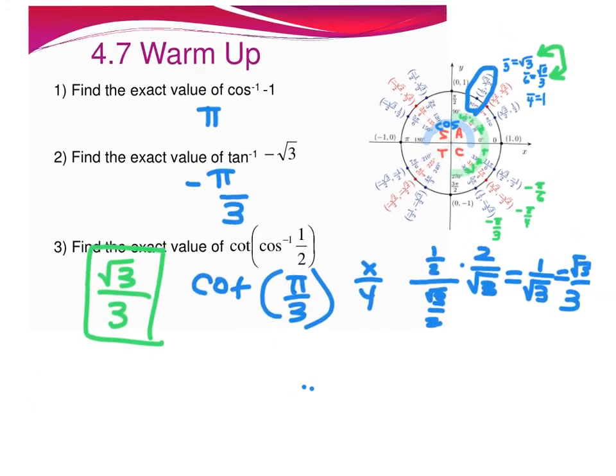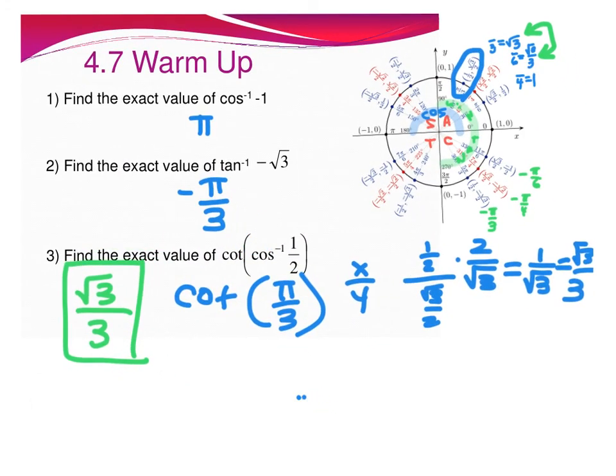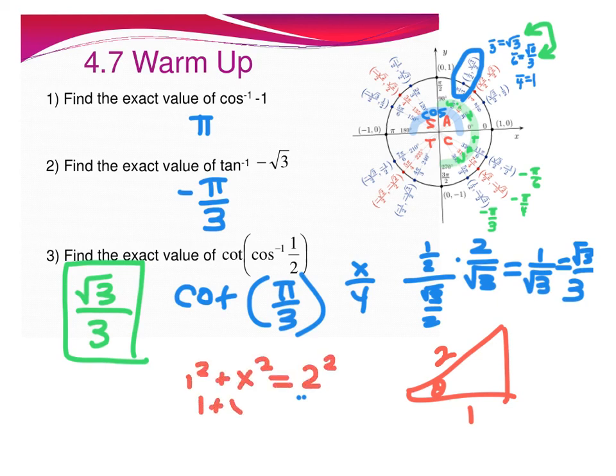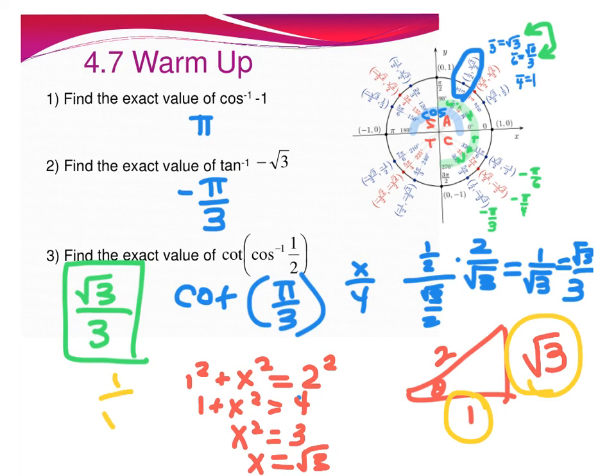The other way to do that is set up a triangle because it works both ways. So if I set up a right triangle, and I put theta in the corner, cosine is adjacent over hypotenuse, and then I would get 1 squared plus x squared equals 2 squared. 1 plus x squared equals 4. X squared equals 3. X equals square root of 3. And then cotangent is adjacent over opposite, 1 over root 3, which gets rationalized to root 3 over 3.